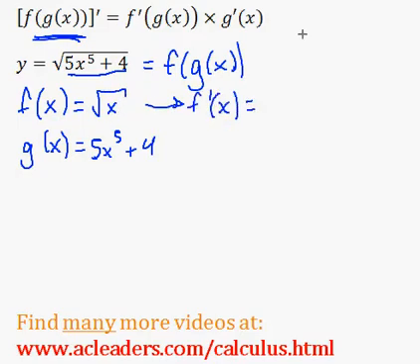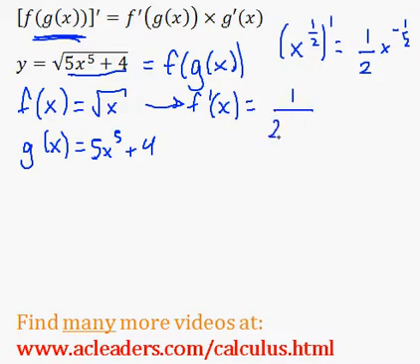And f prime of x is just going to be the derivative of the root of x. And the root of x is just x to the half. So x to the half prime, using the power rule, we're going to get x half times x to the negative half, which is 1 over 2 root x, because x to the negative half is just 1 over root of x. Great. So that's f prime of x.